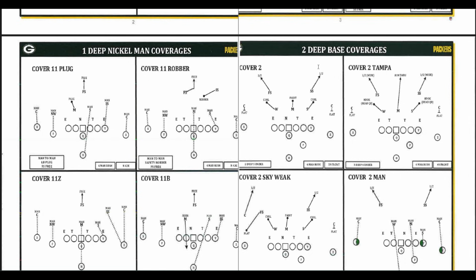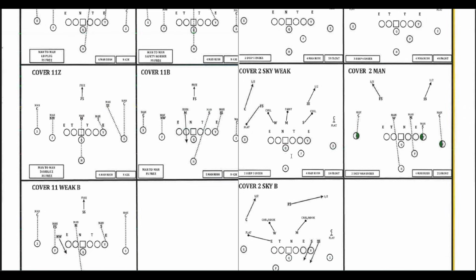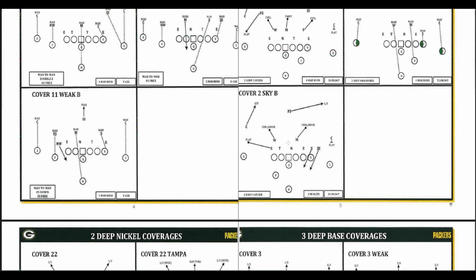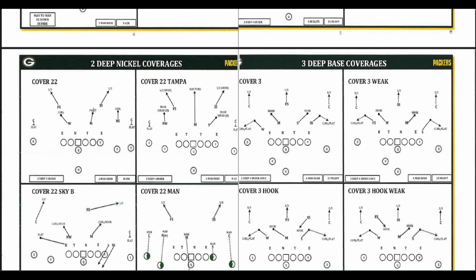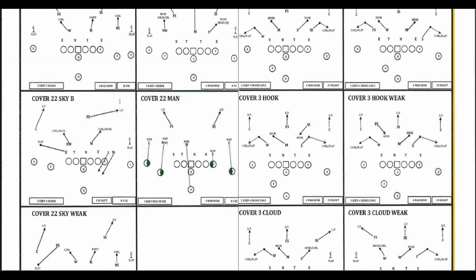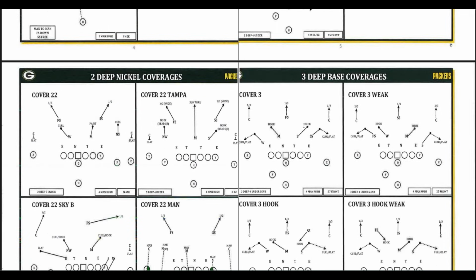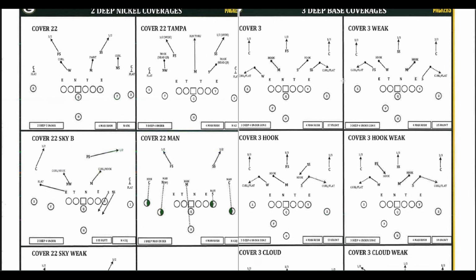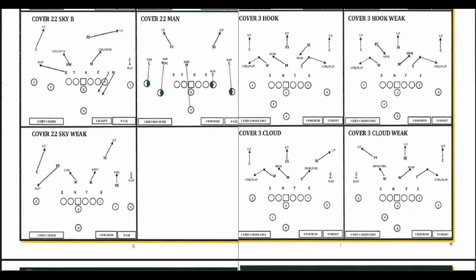And you've got your 2 deep base. So cover 2 Tampa, cover 2 sky weak, cover 2 man, cover 2 sky B, right towards the boundary with a blitz. And you've got your nickel. Instead of cover 2, it's 22 Tampa, sky B, 22 man, sky weak. All right, and so on with a 3 deep: cover 3 weak, cover 3 hook weak, cloud, 3 cloud weak.